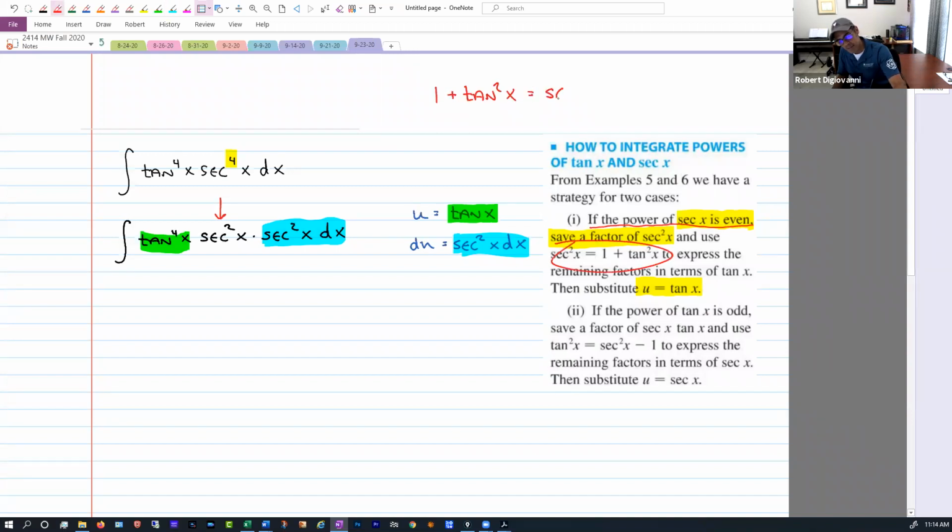This identity is one of the three Pythagorean identities. Everyone knows sine squared x plus cosine squared x equals 1, but there are two others that you should be aware of, and this is one of them. That identity is already solved for secant squared. So that's great. We just replace that secant squared with 1 plus tangent squared. So I'm just going to rewrite tangent to the fourth. Any questions while I'm writing?